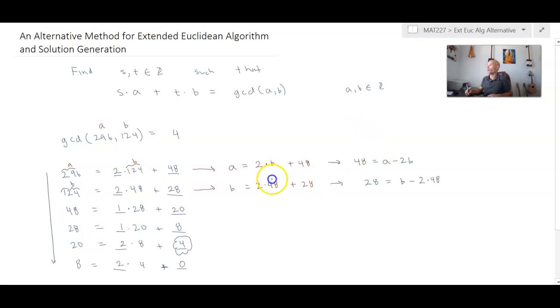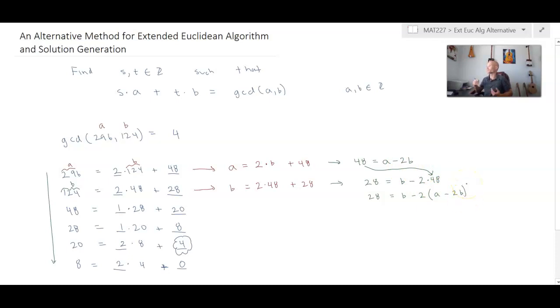All right. So then the second step is let's solve for the remainder in the first two lines. And now we're going to do forward substitution. So in other words, notice that 48 I can express in terms of a and b. Okay. So this means that 28 is equal to b minus 2 times the quantity a minus 2b.